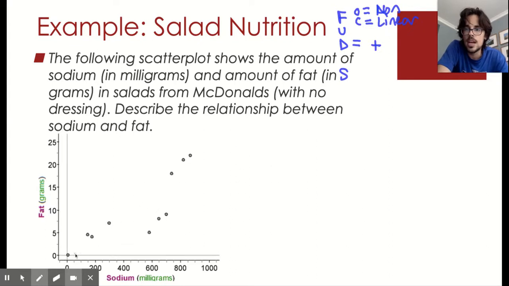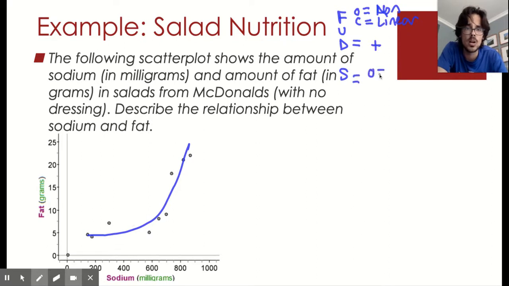Next up is my strength. Again, I can talk about overall strength, and I can talk about strength within the bubbles, although there are only 3 points apiece. But I would argue that the overall pattern here is fairly strong. So like if I were to draw a line like this, most of my points are pretty close to that.